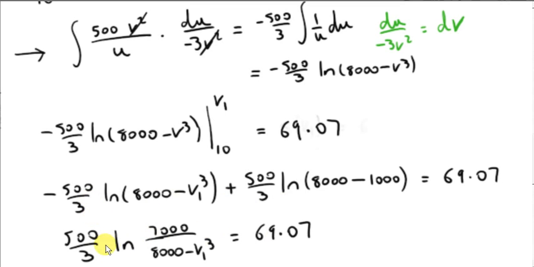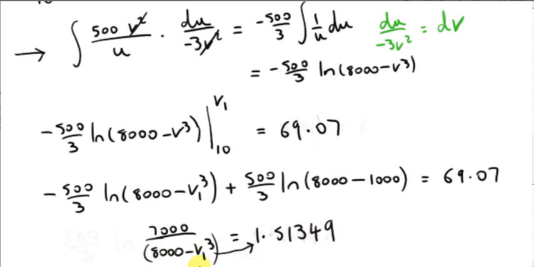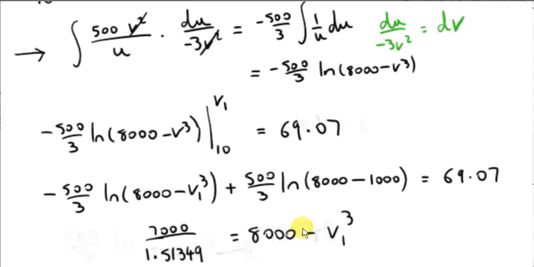Okay, so the next step is to multiply both sides by 3 over 500. Okay, now we need to raise e to the power of both sides, because when we raise e to the power of the left hand side, we just get the argument of the log function, and we must raise e to the power of this number. So this is what we get to 5 decimal places. Now, to get v1 cubed, we can interchange this number with this denominator. Okay, we're nearly there. We just have to subtract 8000 from both sides, change the sign of both sides, and take the cubed root. We get an answer of 15 meters per second.